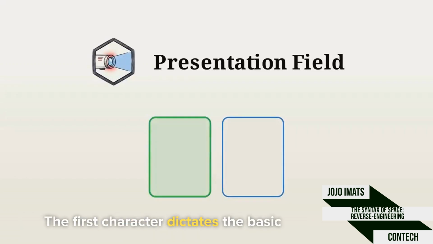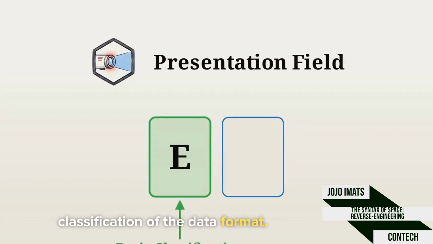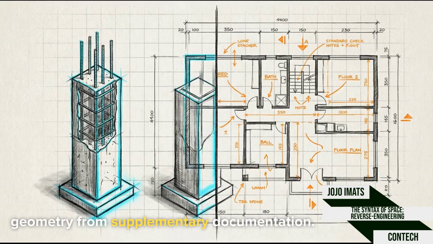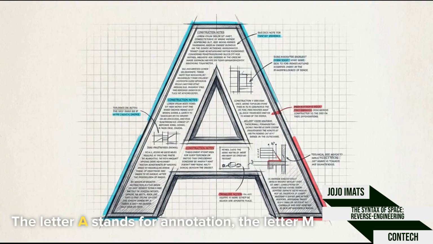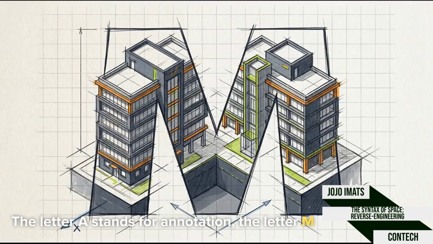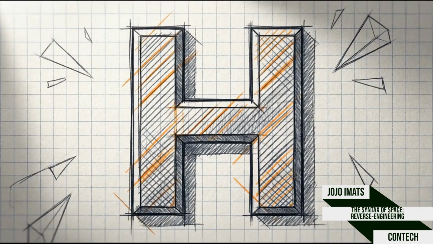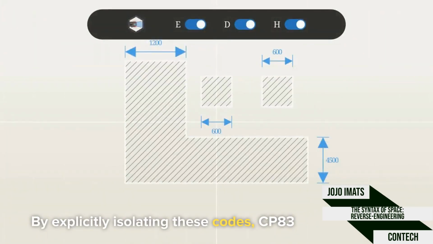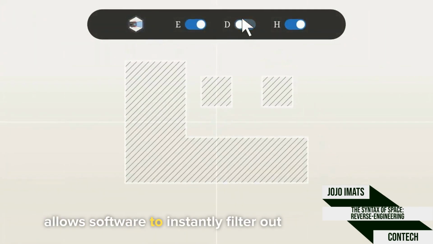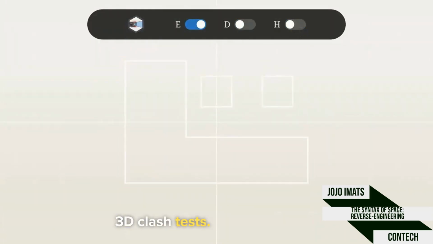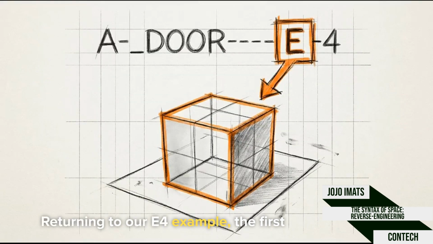The first character dictates the basic classification of the data format. This initial position separates actual physical geometry from supplementary documentation. The letter A stands for annotation, the letter M for model. D is used for dimensions, and H for hatching. By explicitly isolating these codes, CP83 allows software to instantly filter out non-physical drafting elements from complex 3D clash tests. Returning to our E4 example, the first character E dictates that this layer contains physical element graphics.